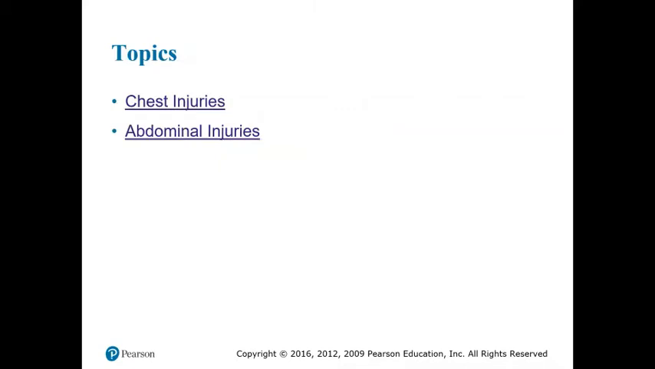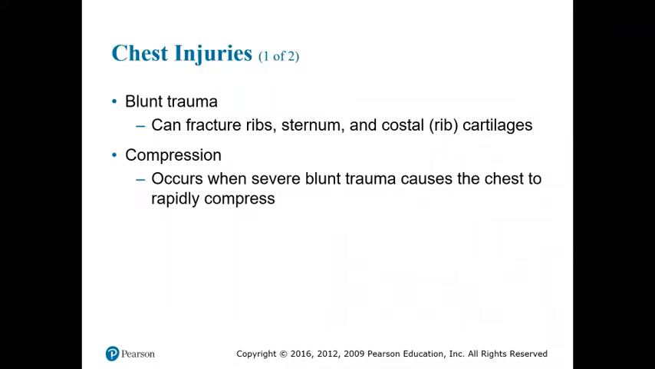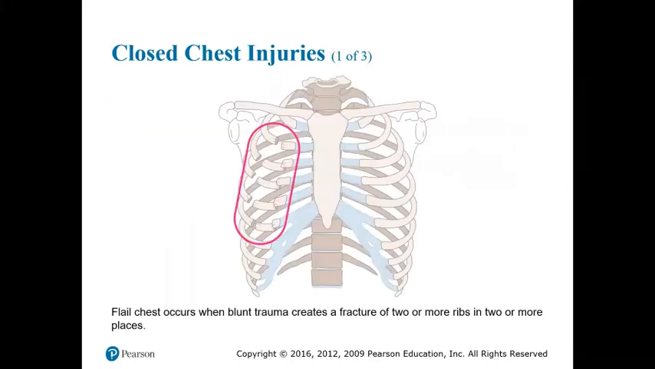We'll talk about chest injuries and abdominal injuries. Let's start with chest injuries. A couple different types of trauma you might see in the chest. Blunt force trauma can fracture the ribs, sternum, and the rib cartilages, and that can cause compression, when a severe blunt trauma causes the chest to rapidly compress. We could also have penetrating objects: bullets, knives, pieces of metal or glass, steel rods, pipes, and other objects, which can damage the internal organs and impair respiration.